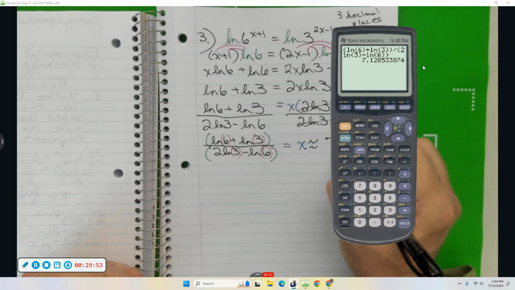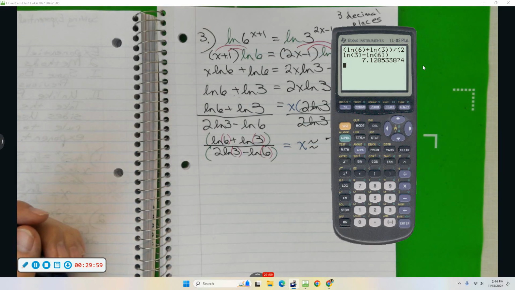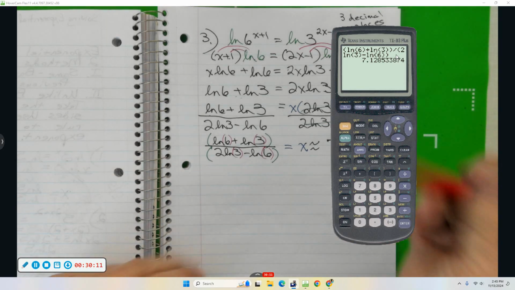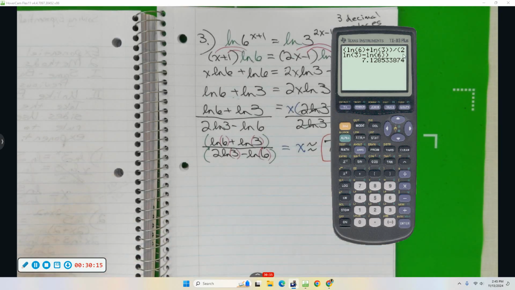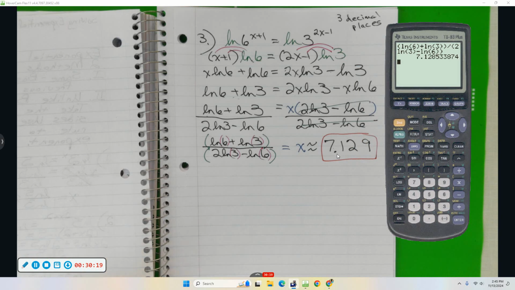That's a 7.12. Is it going to stay an 8 or go up to a 9? What's that digit after the 8? It's going to go up to a 9. 5 or higher, it goes up to a 9. Oh, wait a minute. That's no good there. There it is, 7.129.